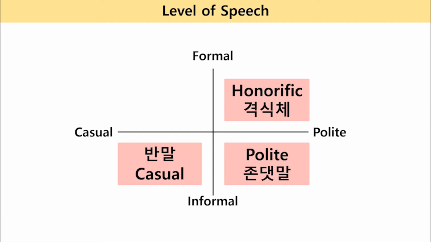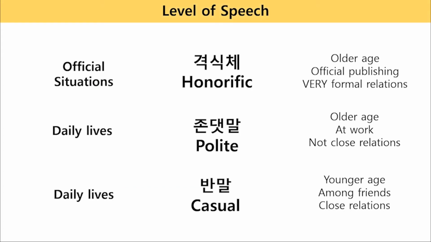Polite speech is called 존댓말. In English, we'll just call this polite form. On the other hand, casual form, used in informal situations, is 반말. And in English, we will just call it casual. Now you know the names.